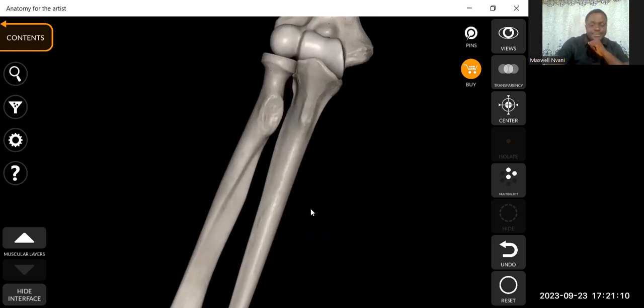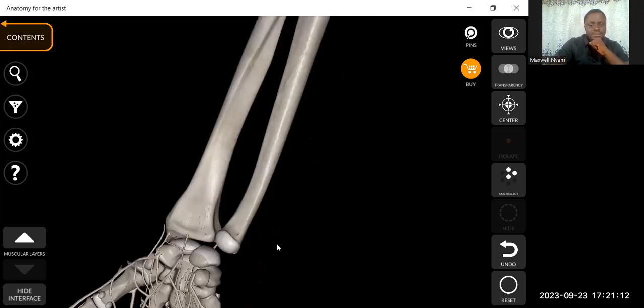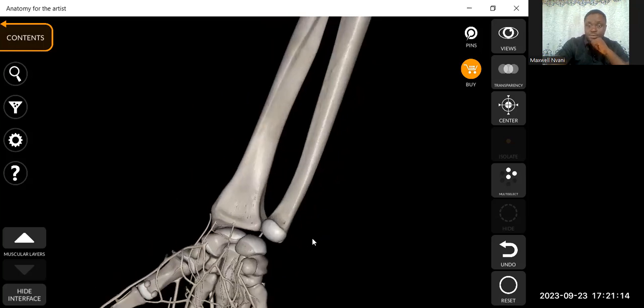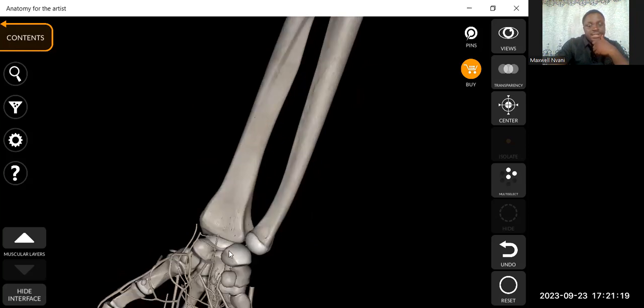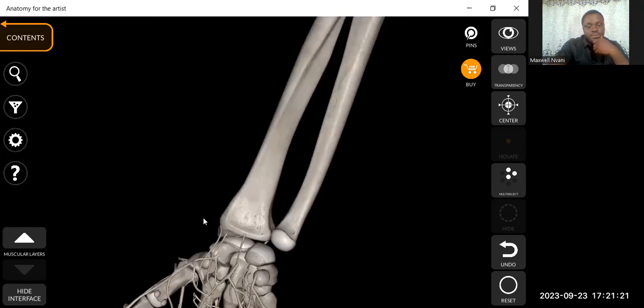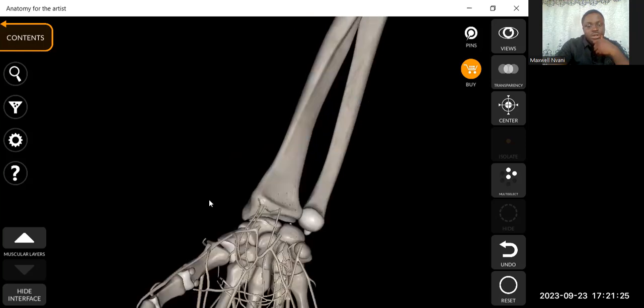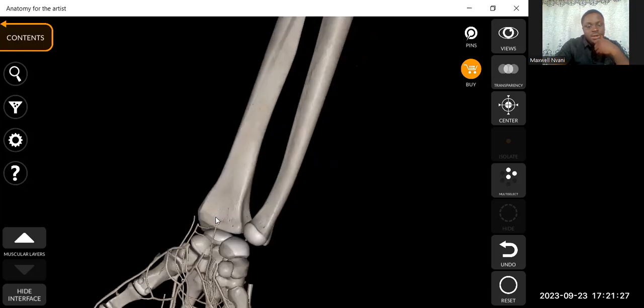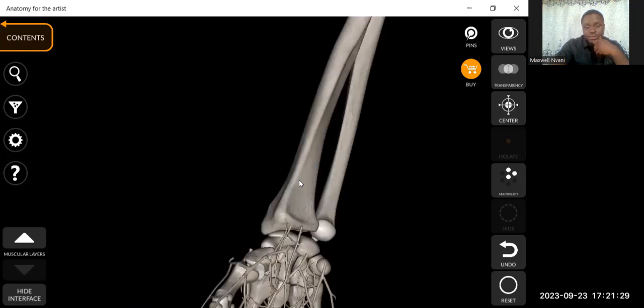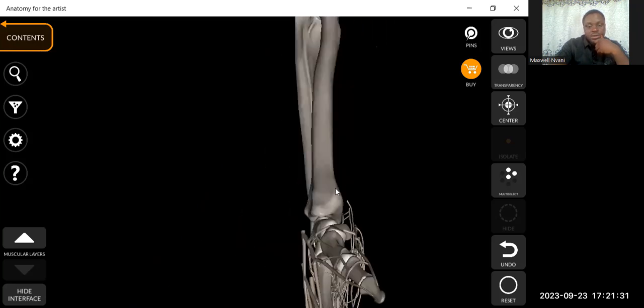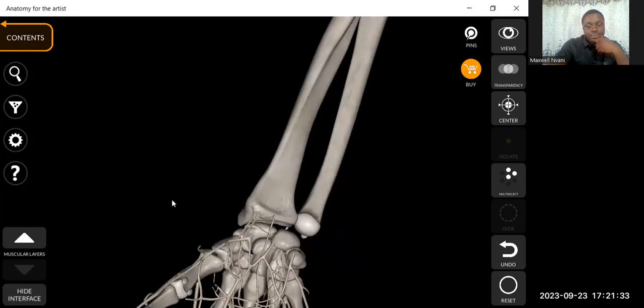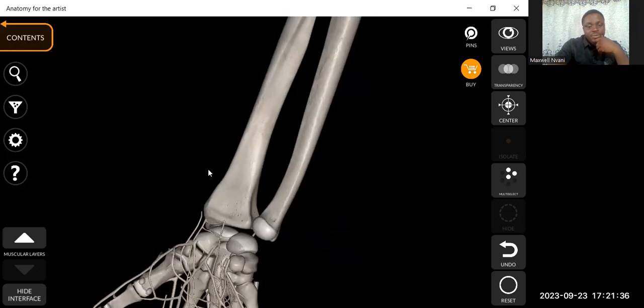Now, for the lower end, it has two or three very important features. The lateral surface has a downward continuation or projection called the styloid process.